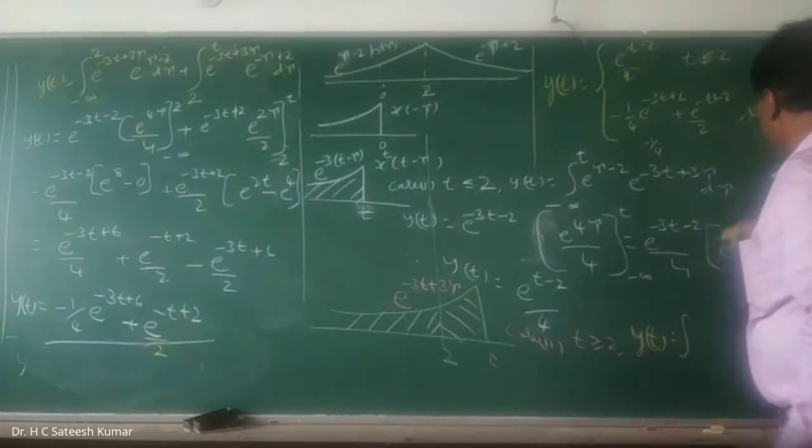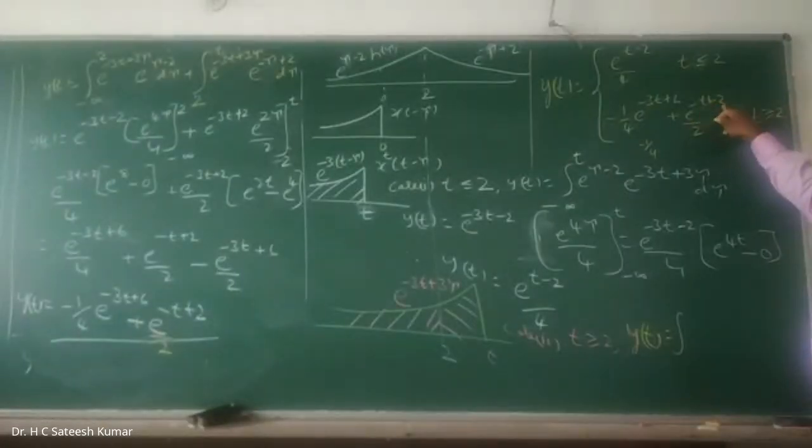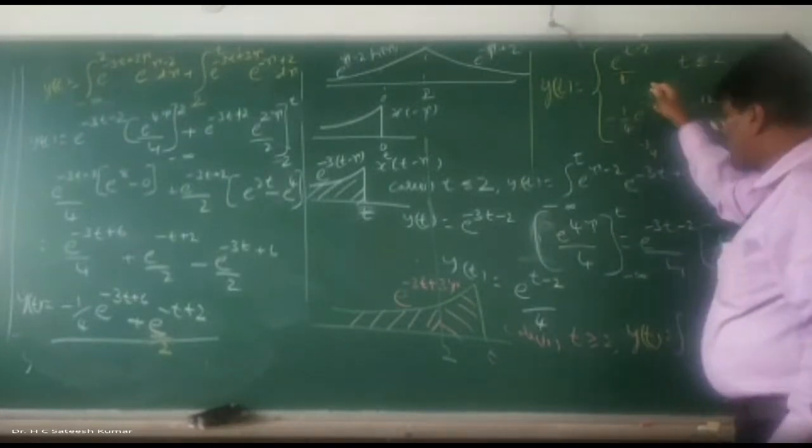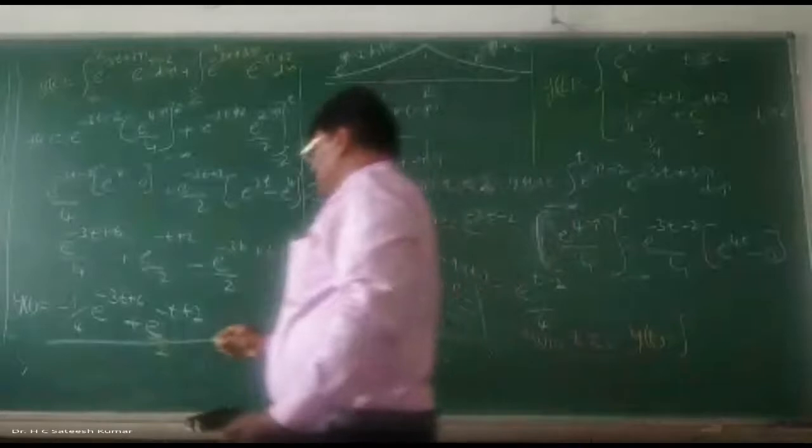Now you put it e to the power of 2 minus 2 plus 2, 0. e to the power of 0 is 1, so 1 by 2. 1 by 2 minus 1 by 4, you will get 1 by 4. Here also we got 1 by 4. That is right. So that is the correct answer.